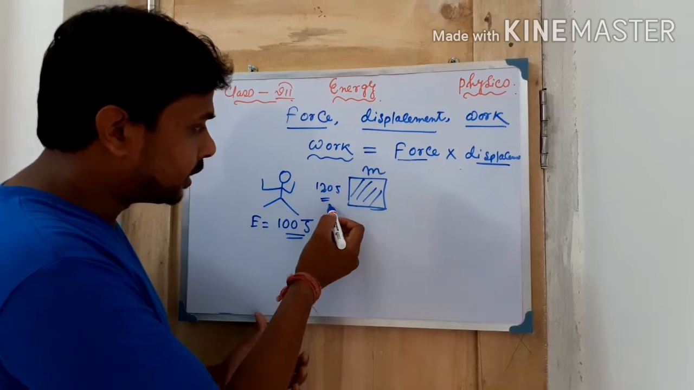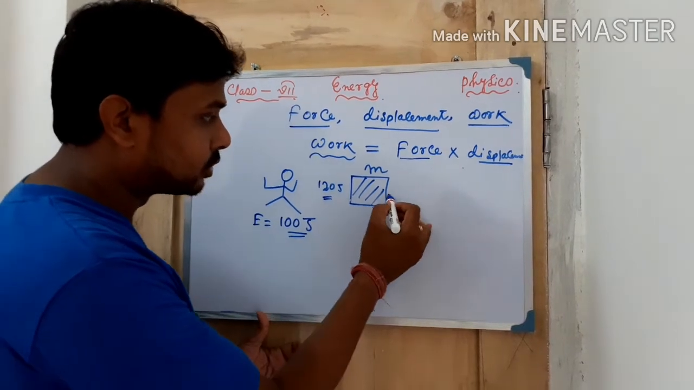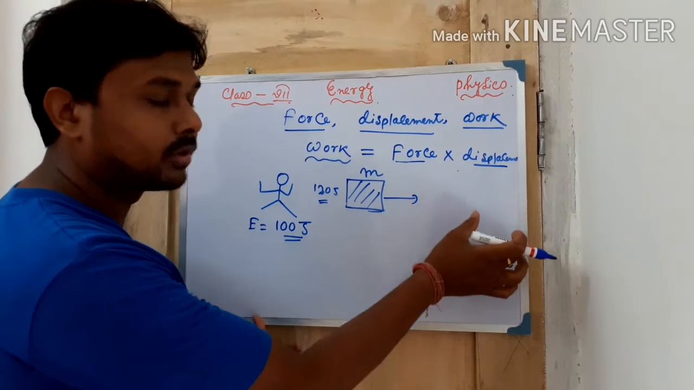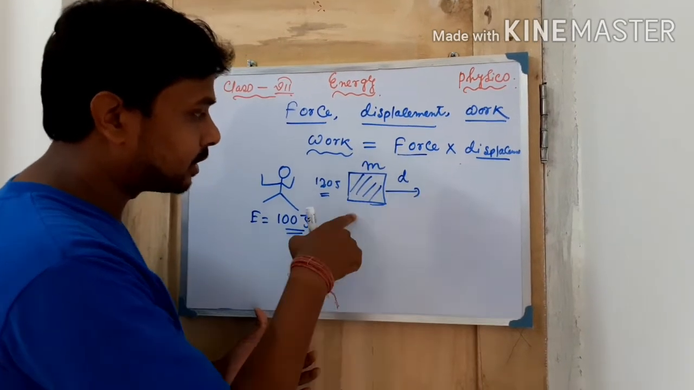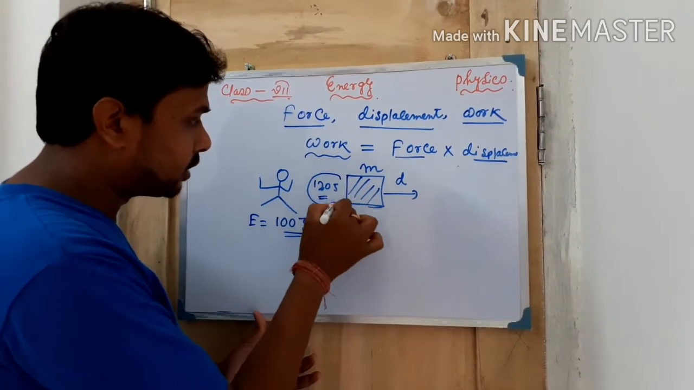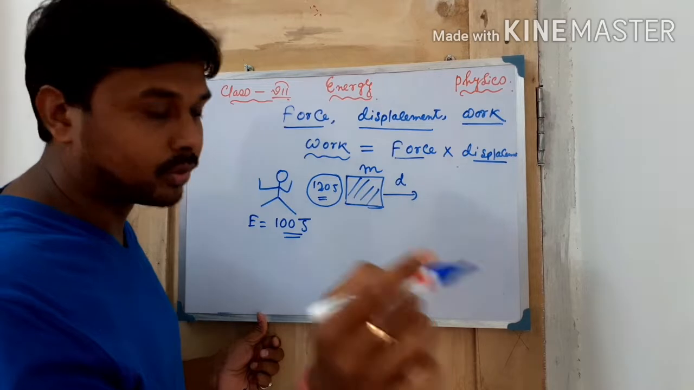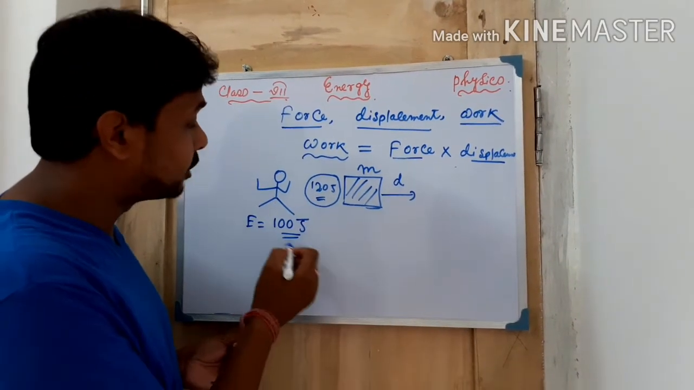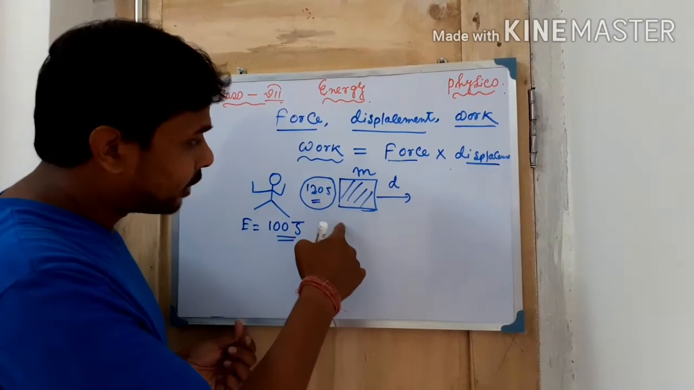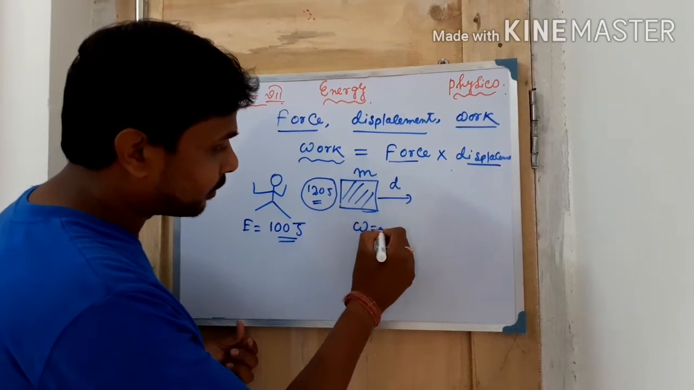Okay, 120 joule of energy is required to shift the body from this position to another position, or you can also say to give the displacement of the body, 120 joule of energy is required. But this particular person will have only 100 joule of energy. Will you be able to get any type of work from here?